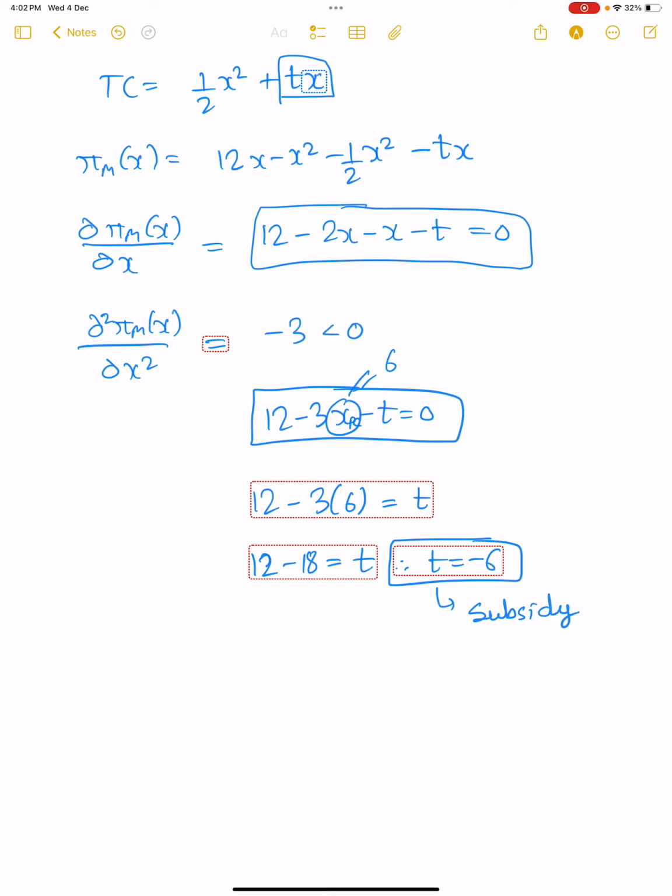So the government would actually give a subsidy to the monopolist so that they produce more, and only then can it act like a perfectly competitive firm. So if the government wants the monopolist to increase the output level, they will give subsidies instead of taxing. I hope this was clear.